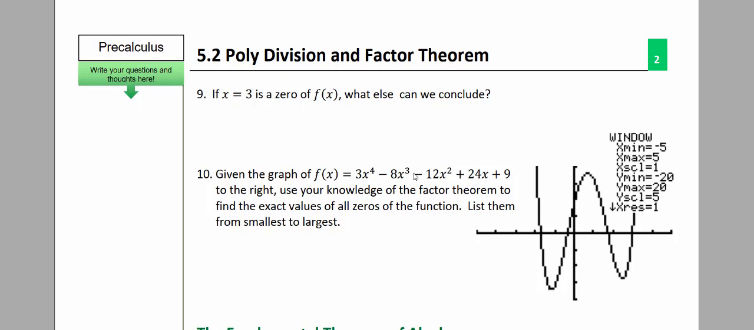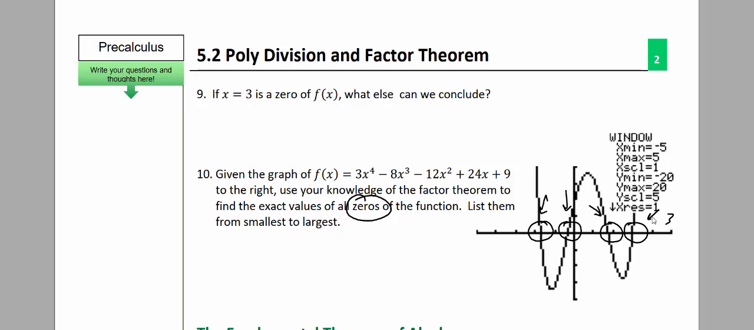Given the graph of this function over here, use your knowledge of the factor theorem to find the exact values of all the zeros of the function. List them from largest to smallest. If I look at the graph, remember a 0 is where it crosses the x-axis. So it crosses here, here, here, and here. Well, this one is a decimal, that one's a decimal, that one's a decimal. We can't figure out what those values are. I can figure this one out because this one's not a decimal. This is 3.